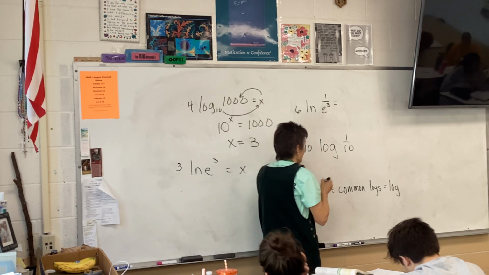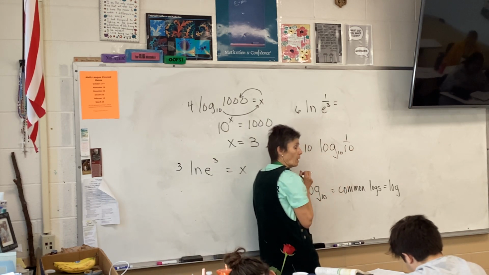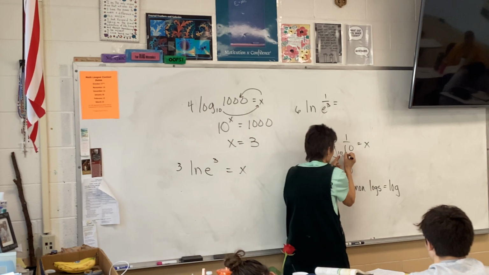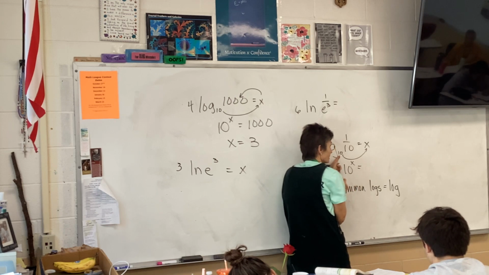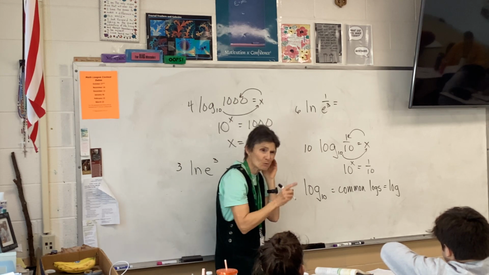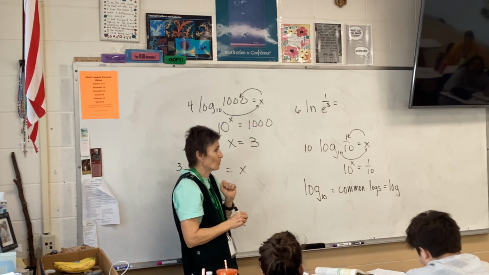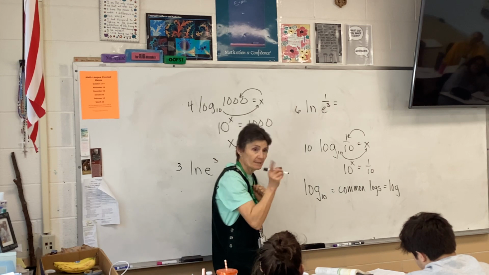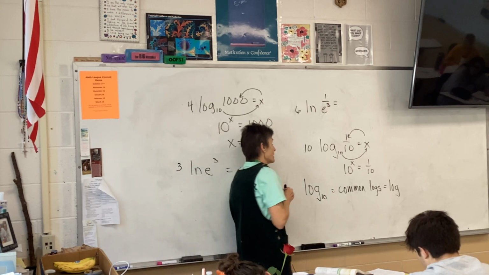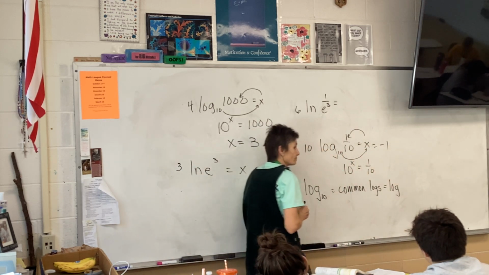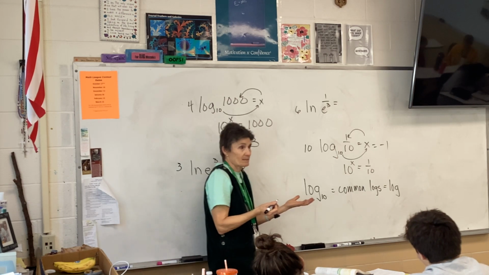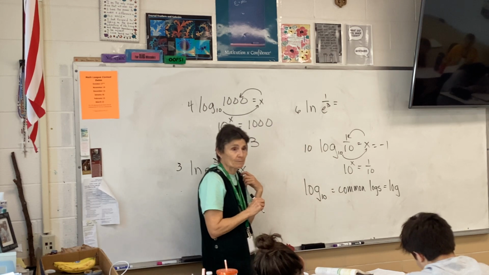Number 10. There's no base on that either, so I'm gonna give it a 10. 10 to the x equals 1/10. Think about that now. Don't make this hard. You know this. 10 to what power would be 1/10? -1. Isn't that how you get 1 over? So the answer to that one is -1. There's nothing different about these problems except the base. You need to know to put the base in there.